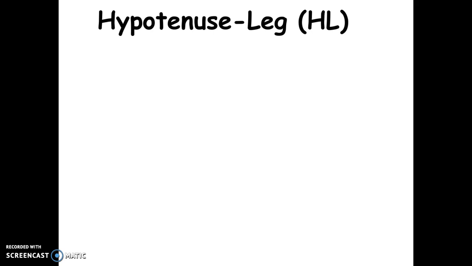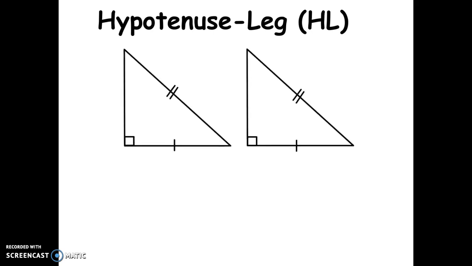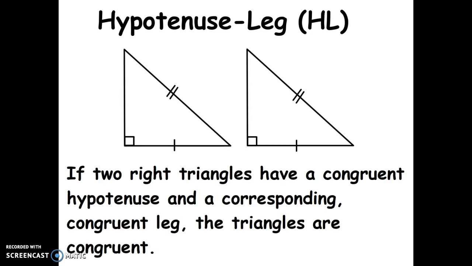And lastly, hypotenuse leg. If two right triangles have a congruent hypotenuse and a corresponding congruent leg, then the triangles are congruent.